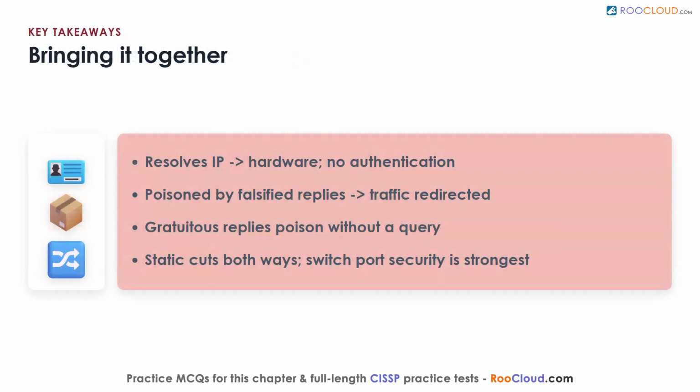So let's bring it together. This protocol resolves IP addresses into hardware addresses using caching and broadcasting, with no authentication to vouch for the answers. That gap lets an attacker poison a cache with falsified replies, redirecting traffic to themselves. The unsolicited, gratuitous reply does the same without even waiting for a query.